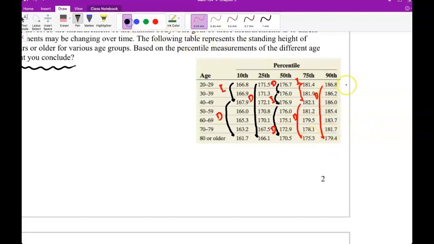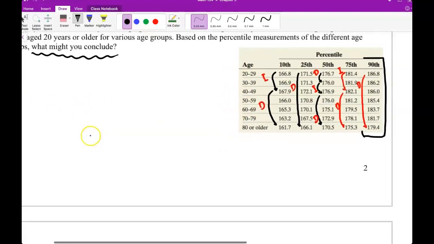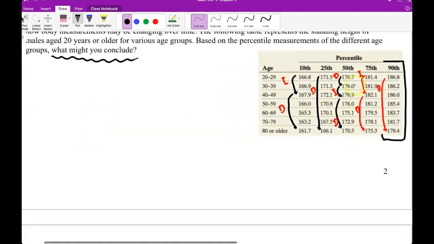Now consider this one, what we have for 90 percentile, because we can say if we have a conclusion for this, we can apply that one for all these percentiles. So for 90 percentile, I have all these groups. And let's see what our conclusion is. So we have decreasing numbers.